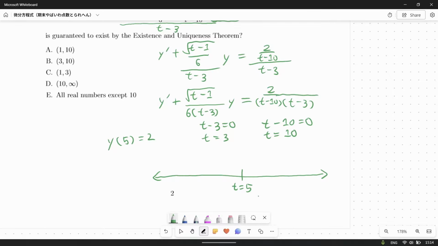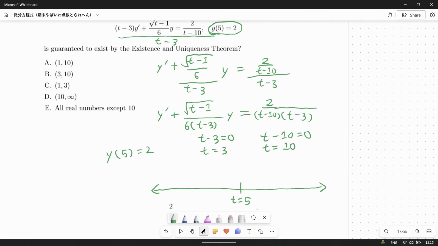And we need to find the largest open interval between discontinuities relative to the initial condition, because it's in the name. The name says existence and uniqueness. Existence being a solution exists, and uniqueness being based on the unique initial condition given to us here. And as a result, we know that the solution is going to be undefined when t is equal to 3 and when t is equal to 10. So I'm going to put points here. So t is equal to 3 here, and t is equal to 10 here.